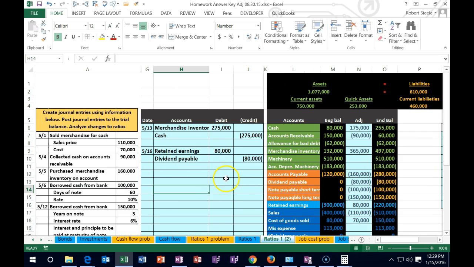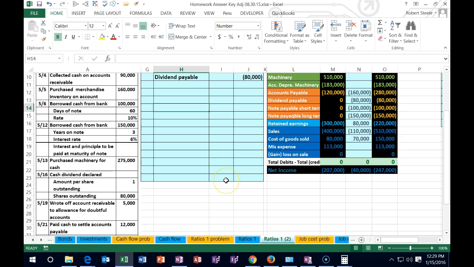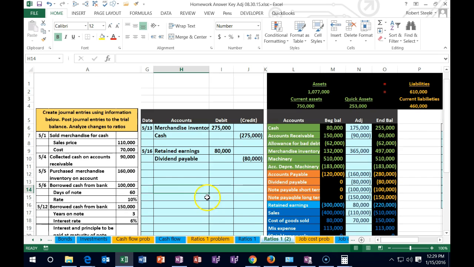We're now down here on 5/19. Wrote off accounts receivable to allowance for doubtful accounts. So 5/19. So we wrote off the accounts receivable. What's happening is someone came in, or we determined that a part of the accounts receivable here is no longer going to be collectible. So we're saying that part of what is owed to us, we're not going to get 5,000 of that from a certain client. Maybe they went bankrupt or something like that.